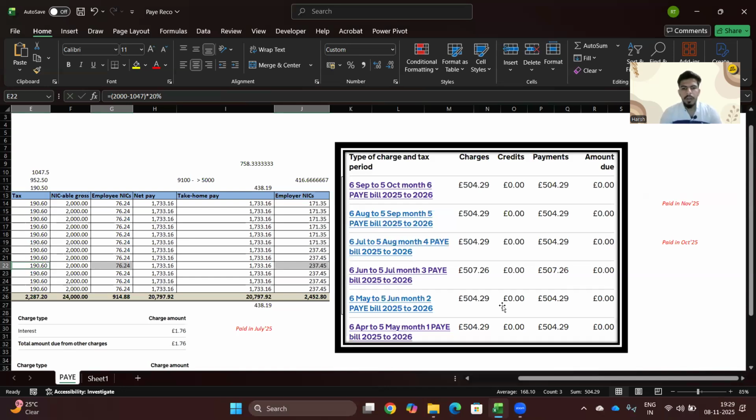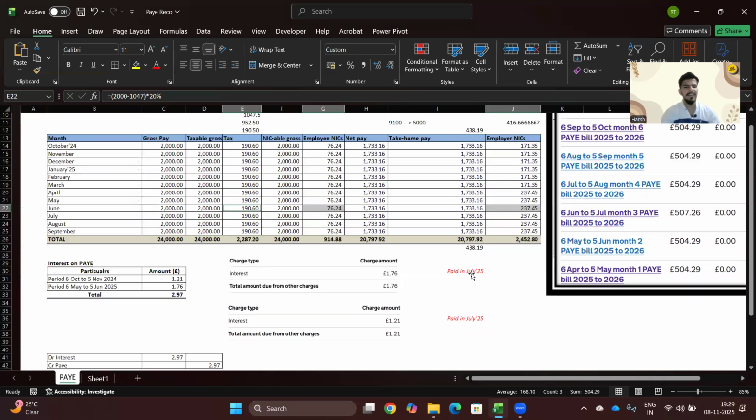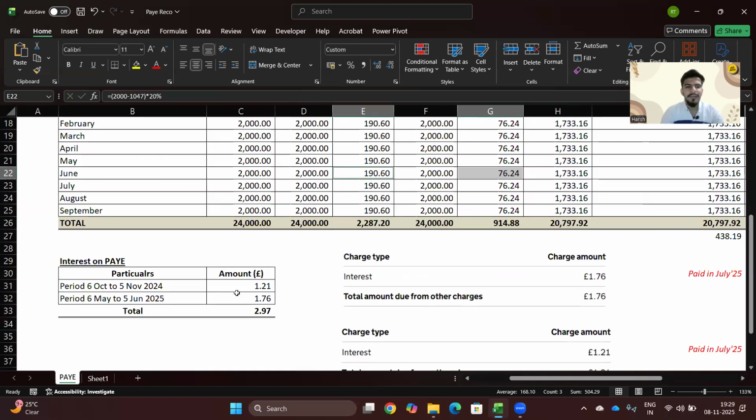Now here you can see the charges and payments. The charge was 504.19 as we reported, and we have paid this amount. In the next month, in the month of June, we have paid 507.26. Why is it so? Because there is an interest part. Why might HMRC charge you interest? Because you might pay the pay liability late, or because of the late filing of your FPS or EPS, right?